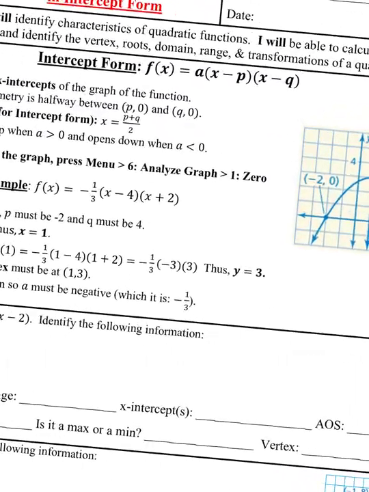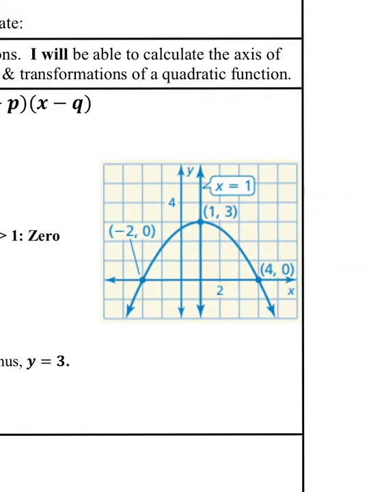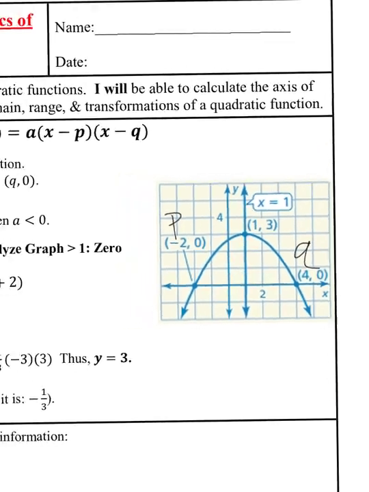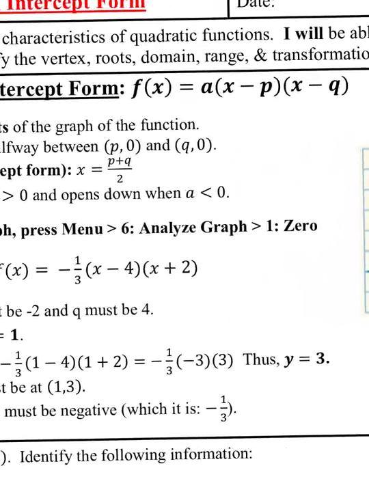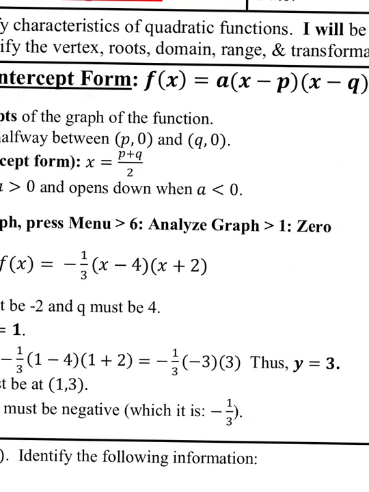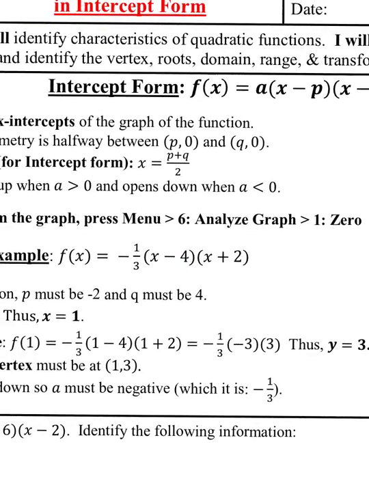So here I have -2, 0, and 4, 0. That means I know my p and I know my q. My p is -2 and my q is 4, right? So when you look at the equation, if p is a negative number, what happens when you subtract a negative number? You plus it. And if q is a positive number, it'll just get plugged in. If it's default minus, it's negative.